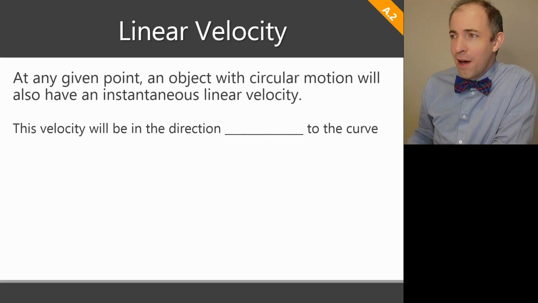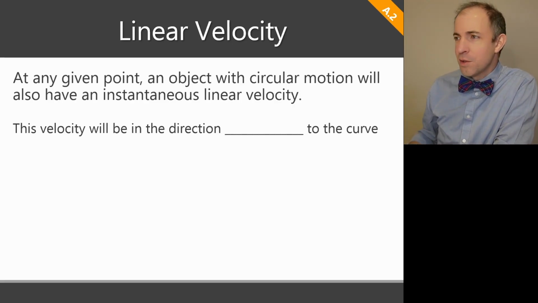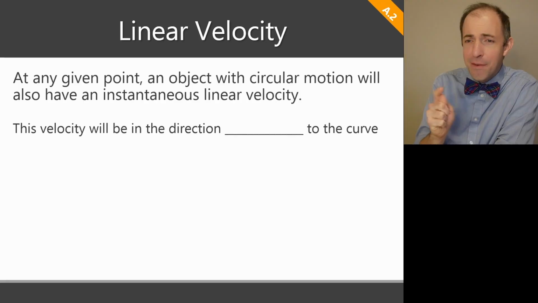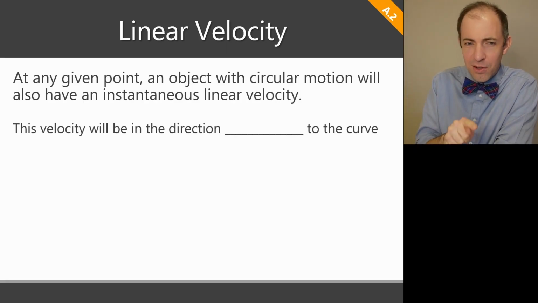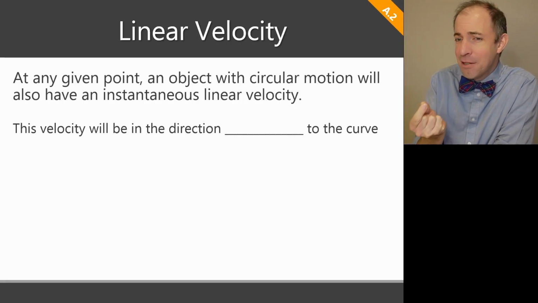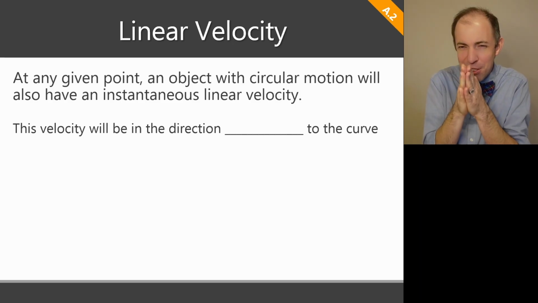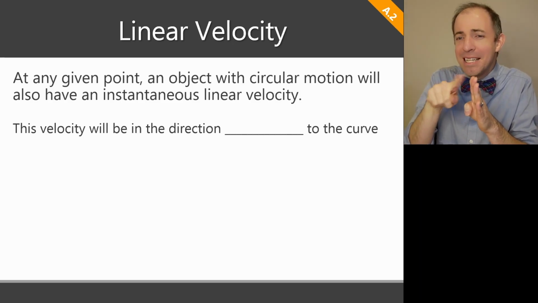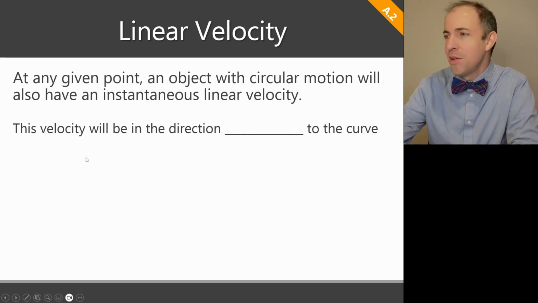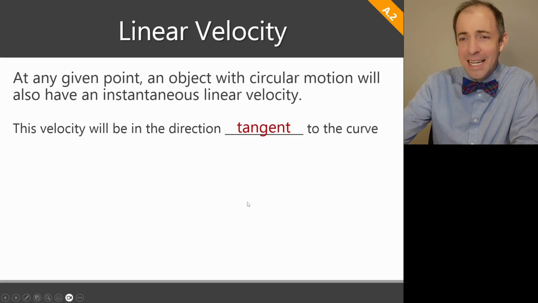This is a form of velocity that we can talk about with circles. Call it the linear velocity. So at any given point, even if an object is moving in a circle, it has an instantaneous linear velocity. So basically, you're looking at such a small gap that the radius of curvature is kind of negligible, and that velocity is in the direction that's tangent to the curve.